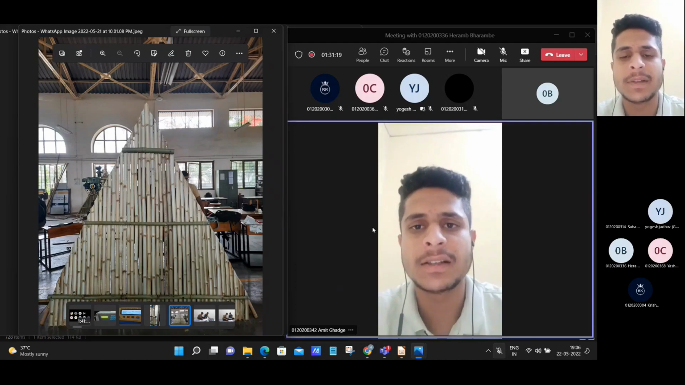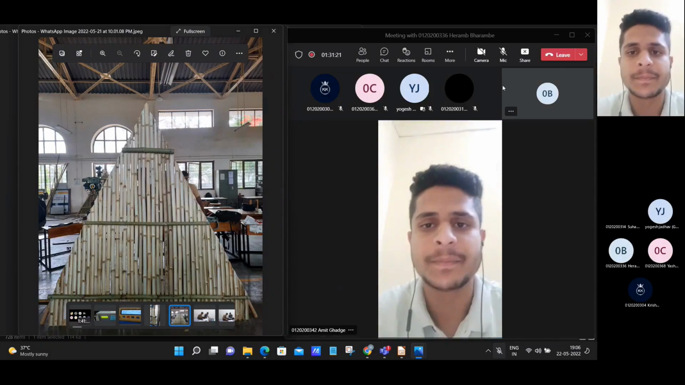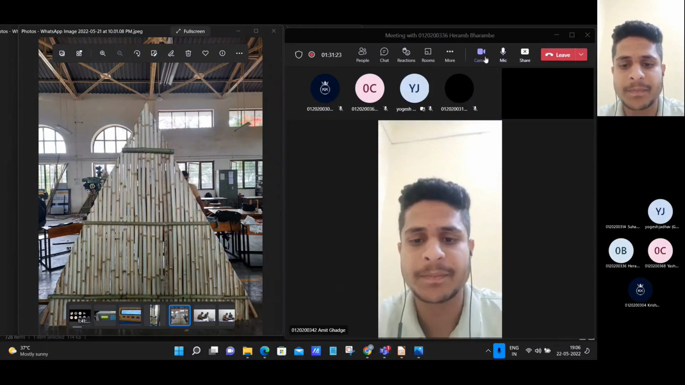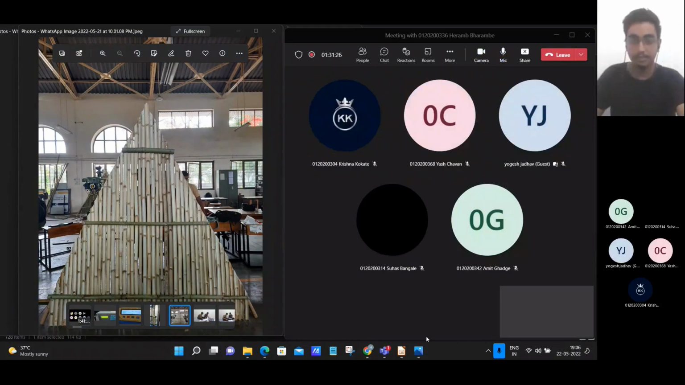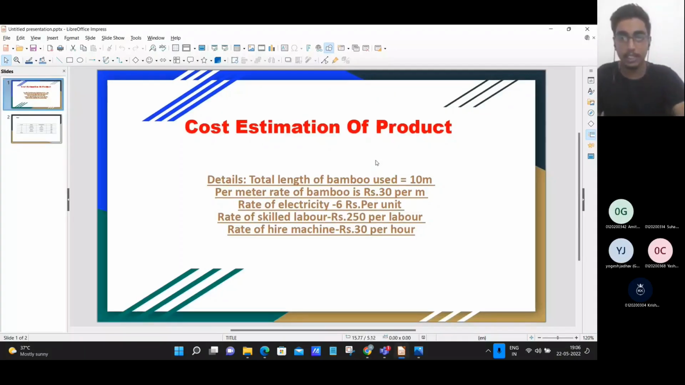The next part explained by Hiram. Okay, thank you, Amit. So next part is a cost estimation of the product we have made. That is our roof frame.